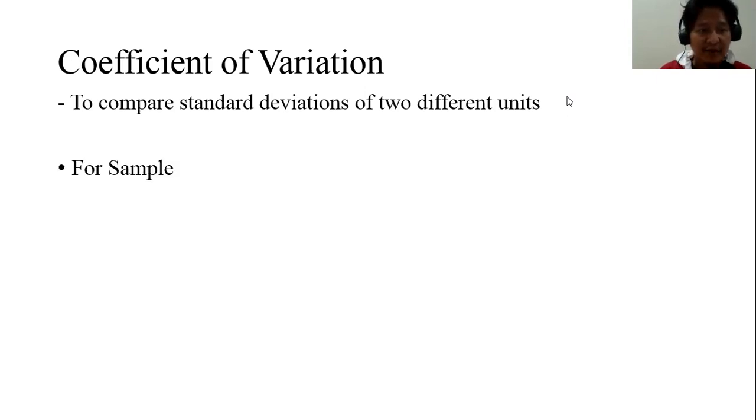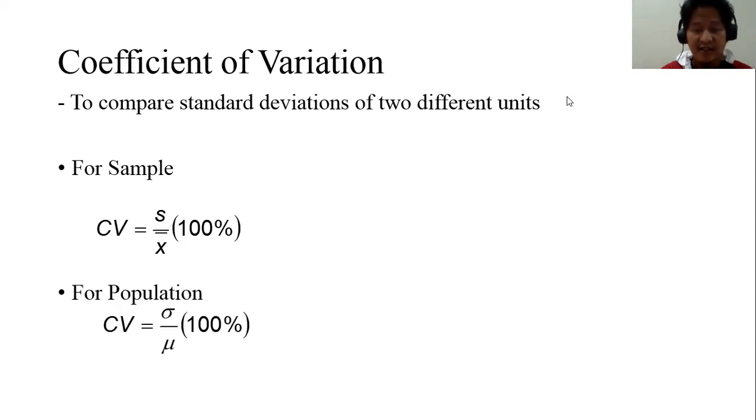So for sample, what we just have to do is to divide the sample standard deviation with the sample mean and then multiply it with 100%. That will be the coefficient of variation for the sample. For population, it's actually very similar. Population standard deviation divided by the population mean.